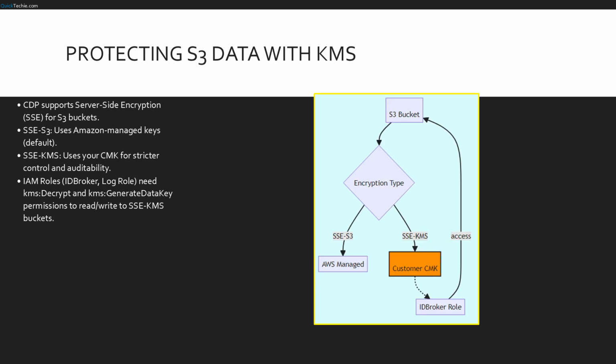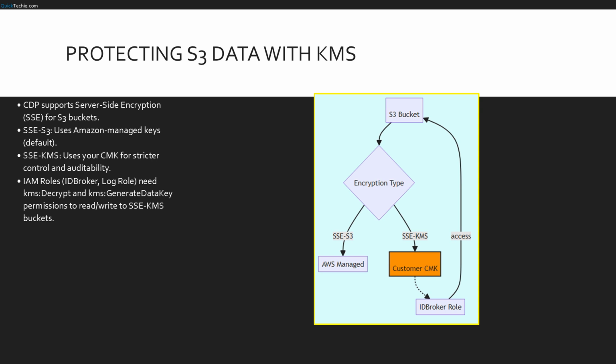We discussed disk encryption, now let's discuss object storage. Your S3 buckets holding the actual data can also be encrypted. By default, CDP often uses SSE-S3, which manages keys transparently. However, for higher security, you can use SSE-KMS. If you choose this, you must ensure that every IAM role accessing that bucket, such as the ID broker role or the log role, has the KMS decrypt and KMS generate data key permissions. Without these, the services will be unable to read the data you stored.